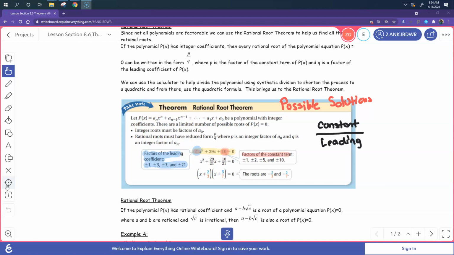So what we're going to do is I'm going to go ahead and figure out the possible solutions for a polynomial, and then we are going to use the equation itself to see if the remainder is equal to 0, because if the remainder is equal to 0, then we know it's a 0 of the polynomial. Okay.